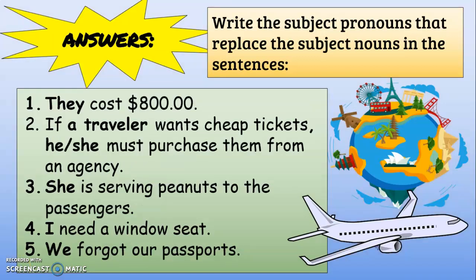Now that you have completed your sentences, these are the correct answers. They cost $800. If a traveler wants cheap tickets, he or she must purchase them from an agency. Number 3, she, referring to the stewardess, is serving peanuts to the passengers. Number 4, I need a window seat, so that one stays the same. Number 5, we forgot our passports.